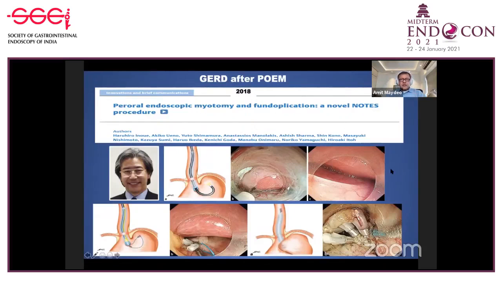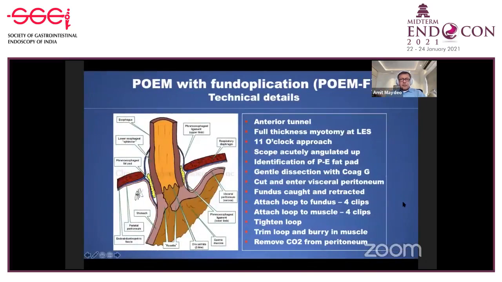Everybody thought that this new procedure, which Haru Inoue has now described, is going to completely solve that problem of GERD after POEM. And now we have found a complete replacement of Lap-Heller's myotomy and Dor's fundoplication. Well, in fact, this is how that procedure was done. These are the few technical steps of POEM with fundoplication.